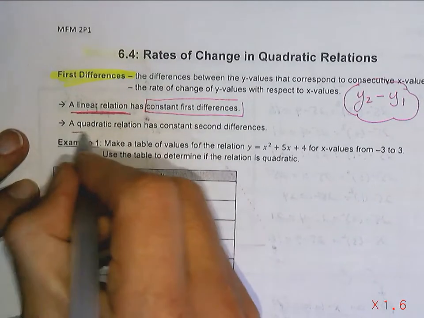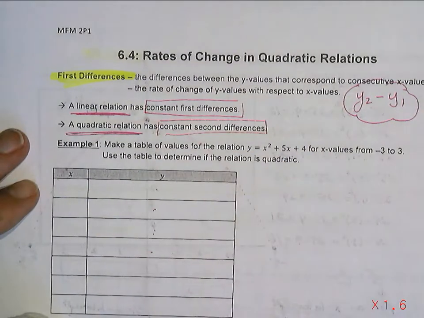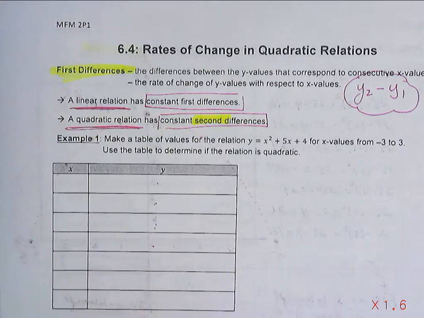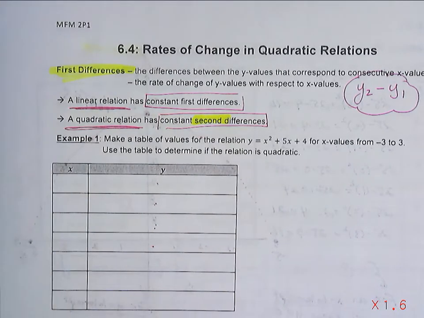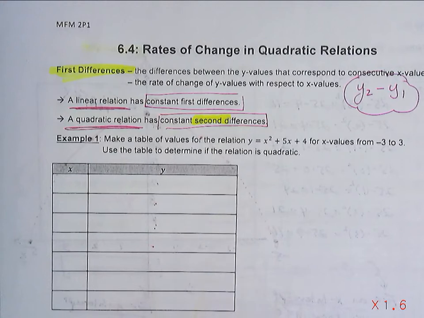A quadratic, as you've been told, has constant second differences. Okay? So if your first differences are the same, you're a line. You stop there. If your first differences aren't the same, then you're nonlinear, and we don't know which nonlinear. But if your second differences are the same, then you're nonlinear, but we know what type of nonlinear you are. You're quadratic. And that's how it works.